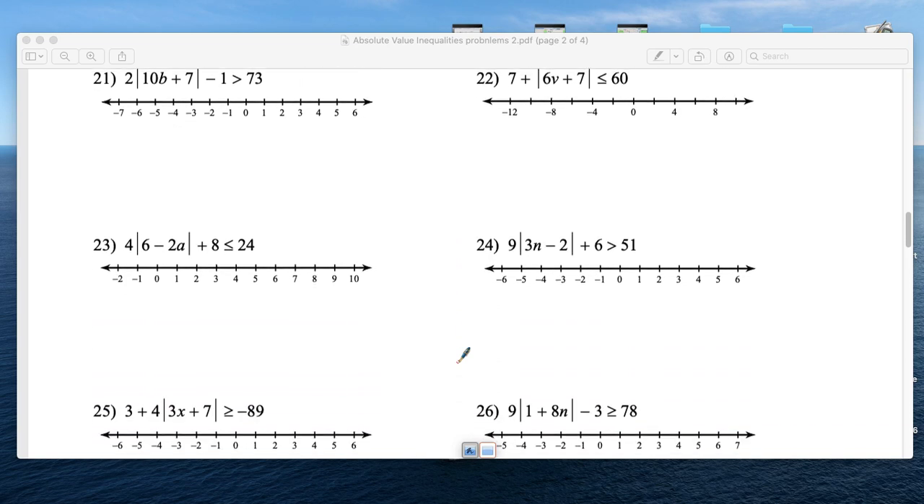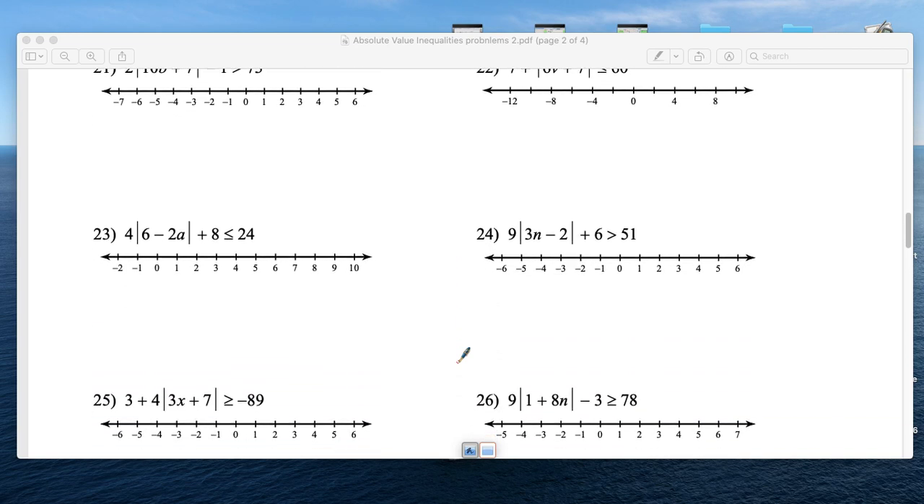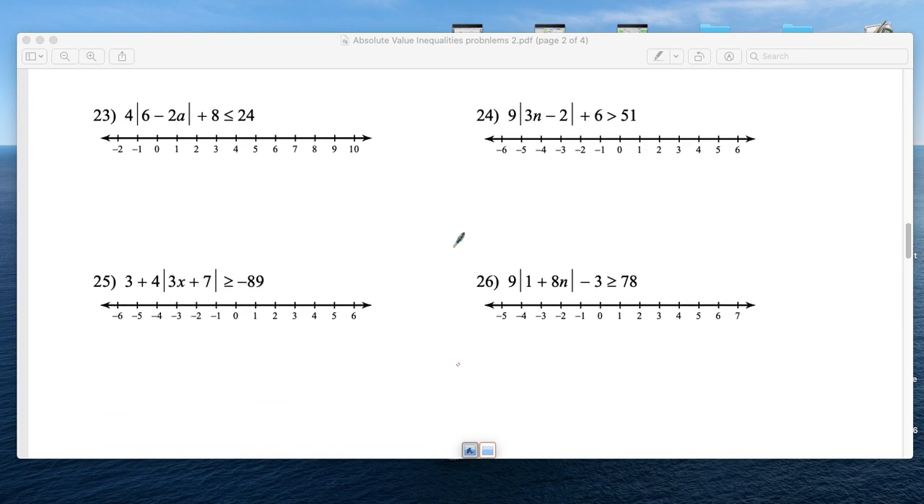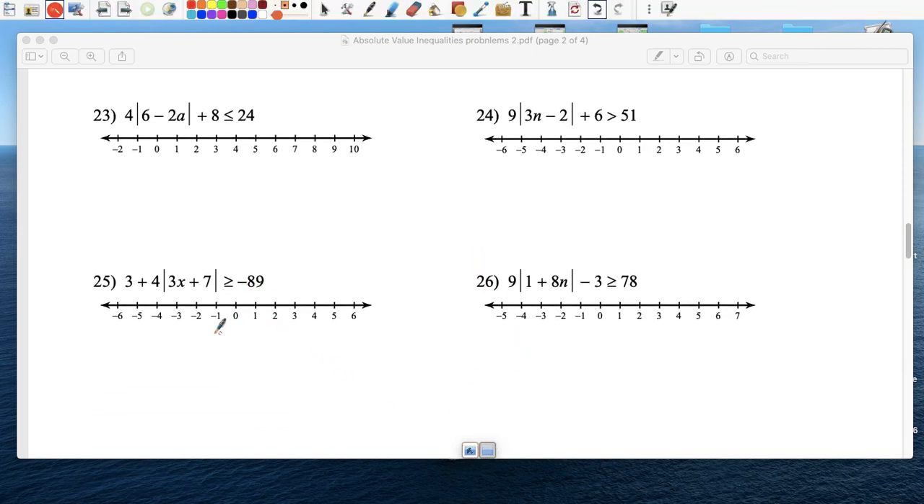That's an n problem. 25, again, I'll do 25 because it's pretty nice. Let's see, we get 3 plus 4 times the absolute value of 3x plus 7 greater or equal to negative 89.